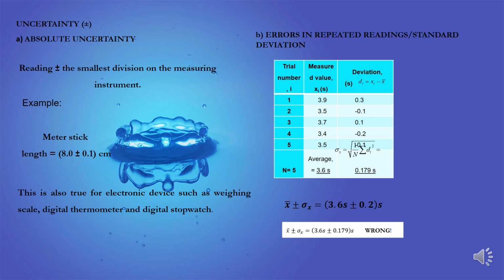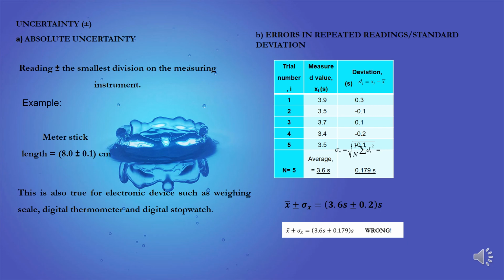This is also true for electronic devices such as weighing scale, digital thermometer, and digital stopwatch. So you will apply this type of absolute uncertainty when you do part B in this experiment. The second type of uncertainty is about the errors involved in repeated readings. Let's say you have 5 trials and you get 5 sets of data from it. To find its uncertainty, we are going to use standard deviation.